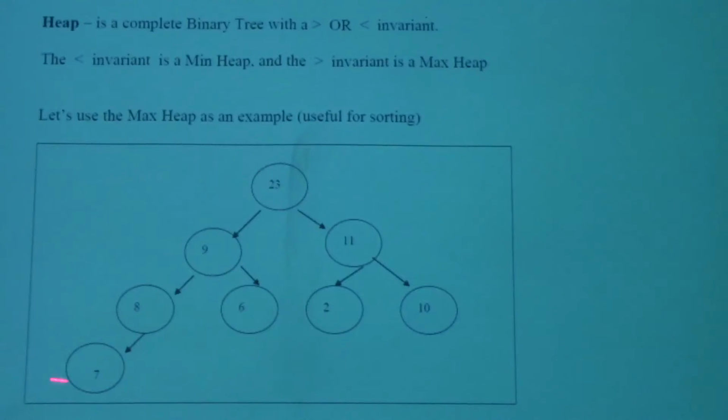So if you look at this tree, is it full? No. It's not full. Why not? It's missing 7 nodes on the bottom. It would need 7 more to be full, or lose this one, and then you're still full. Okay, but it's not a full tree. But we can say it is balanced. Let's talk about what balance means. What does balance mean?